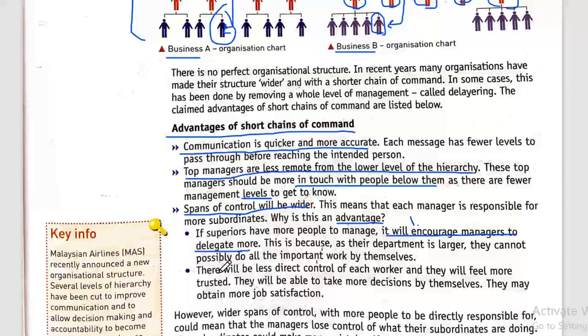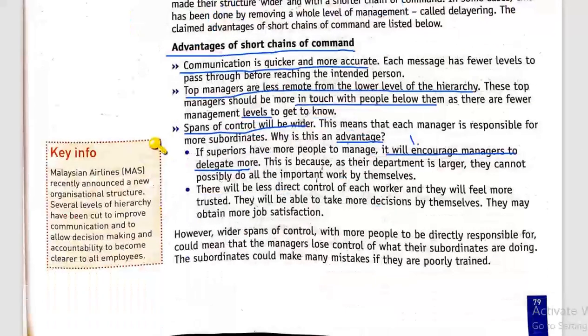Number two, there will be less direct control of each worker and they will feel more trusted. They will be able to take more decisions by themselves. They may obtain more job satisfaction. So when I'm delegating someone to do a certain job, this person is going to feel more satisfied in his job. He's going to feel that he is trusted to take more decisions when I encourage delegation.